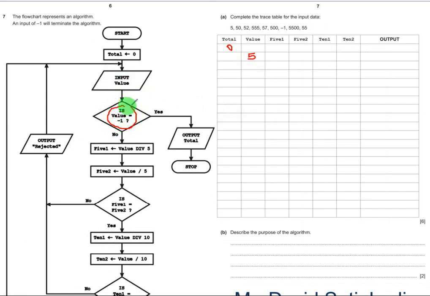Is value = -1? As you know, the value here is 5. So is 5 equal to -1? The answer is yes or no, guys? No. So 5 is not -1. So it flows here. Put your finger down here.